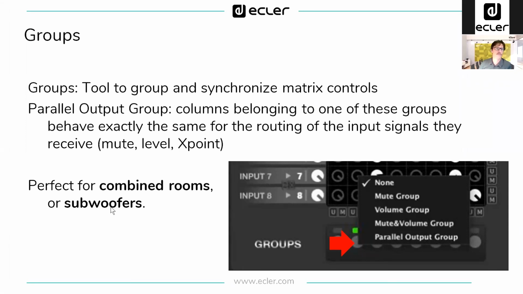So it's perfect for subwoofers or for combined rooms. Let's think about a hotel. Most of the time they have 2 rooms with a folding wall in between, and you want the rooms to behave as independent rooms when the wall is unfolded. But when you fold it and you combine the 2 rooms, you want these 2 loudspeaker systems to behave the same way, to have the same mix. So then you activate parallel output groups and make both mixes the same at the same time.